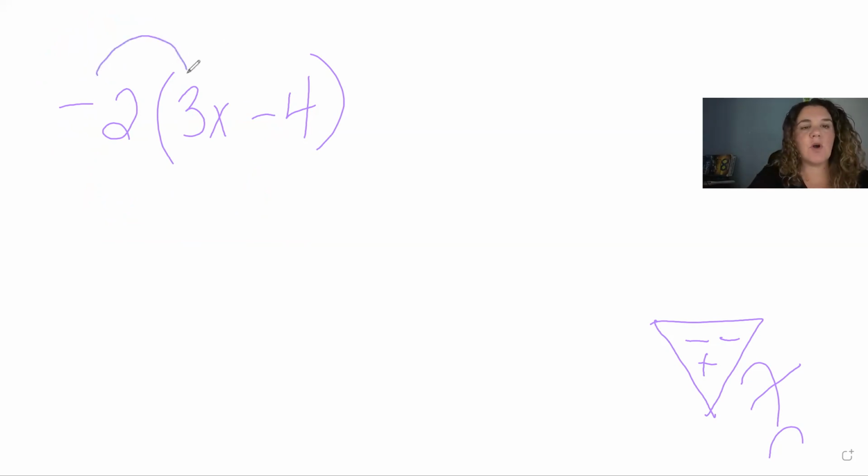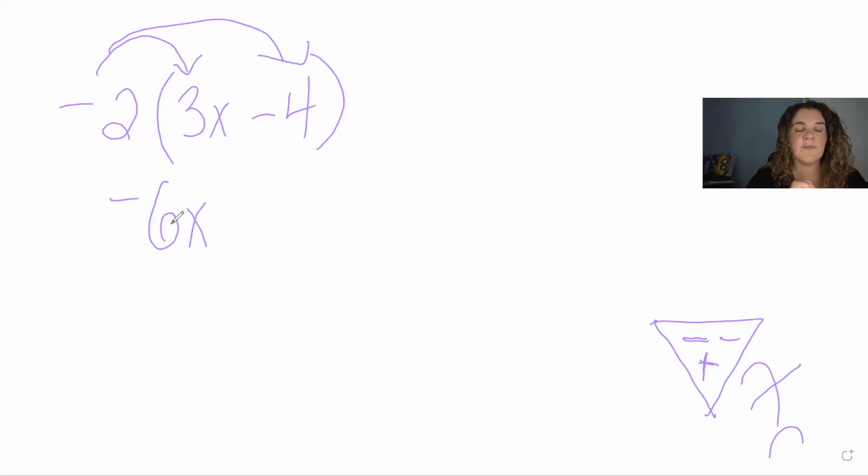So again, I'm going to draw my arrows first. So that first multiplication problem is -2 times 3x. So it's a negative times a positive. So if we look at Dorito Man, we have a negative and a positive. If we multiply a negative times a positive, it gives us this leftover piece right here. It gives us a negative. So I'm going to bring my negative down, and 2 times 3x would give us 6x.